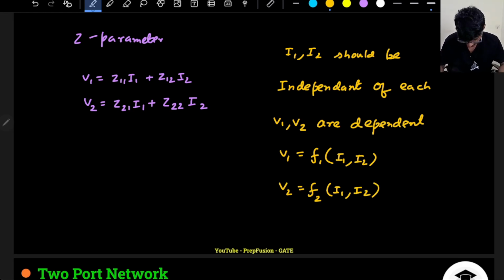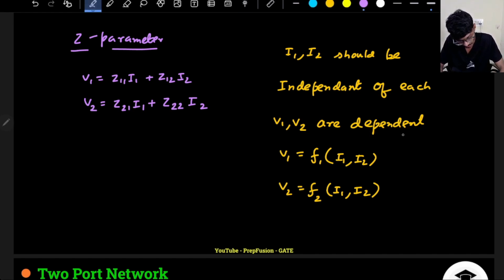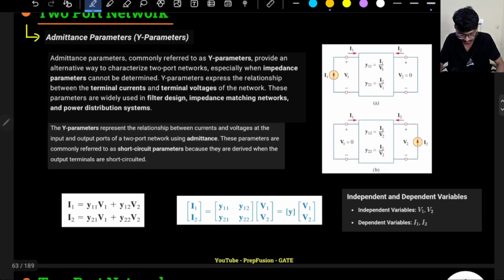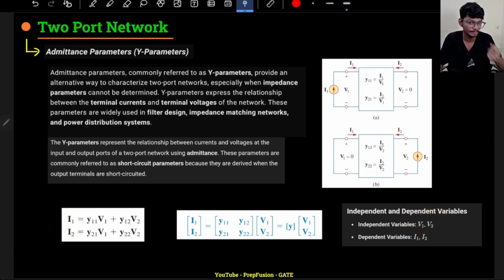Okay, so that is what you have learned, right? So in this case V1 and V2 are dependent variables and I1 and I2 are independent for Z parameter. This is what we have studied till now. In Y parameter, we just flip the equations. So basically, my I1 and I2 can be written in terms of V1 and V2. So that's why my V1 and V2 now are independent variables and I1 and I2 are dependent variables.